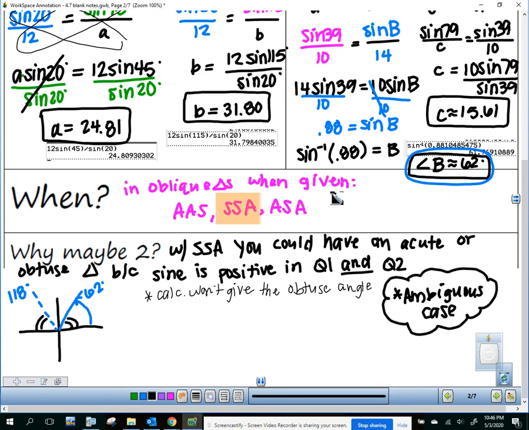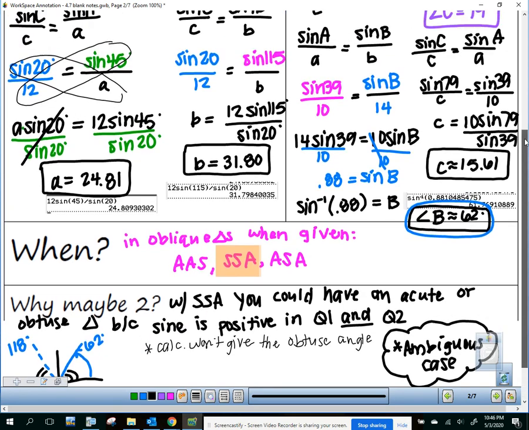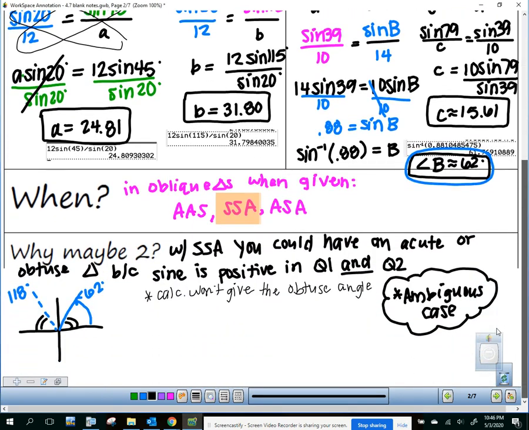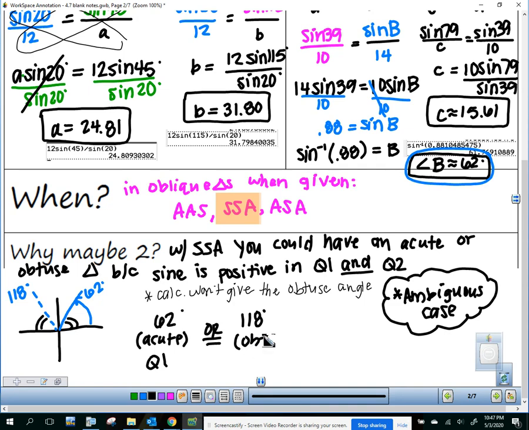Now, if we had used the 118-degree angle, that would have made this an obtuse triangle. Then when we did our triangle sum theorem, we would have gotten a different angle for C, and when we set up that ratio, we would have gotten a different side length for C. It would have changed those three pieces of the triangle. So you have two correct answers. You could create an acute triangle from quadrant 1, or you could create an obtuse triangle from quadrant 2.